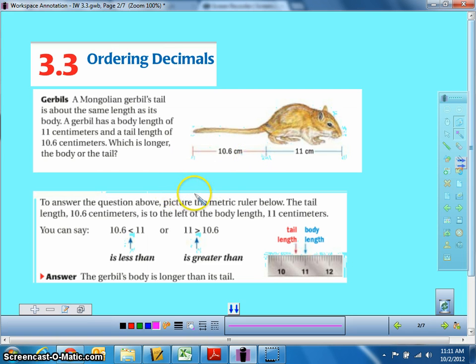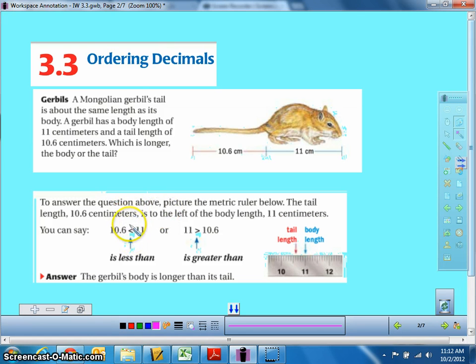So in order to answer the question above, we can picture a metric ruler, which is similar to a number line we'll be talking about as well. The tail length is 10.6, so that falls right here on this ruler, and the body length is 11 centimeters. Therefore, we know that the body length is a bigger number than the tail length.